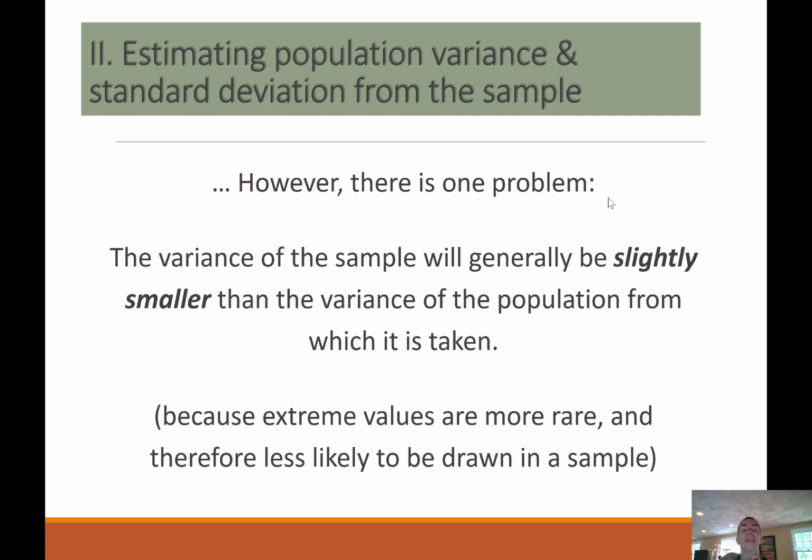However, we can't just borrow directly. The variance of the population will not be identical to the variance of the sample. The variance of the sample is expected to be, it's known to be, slightly smaller than the variance of the population from which it's taken. And this is because extreme values are less likely to appear in my sample than out in the real world.